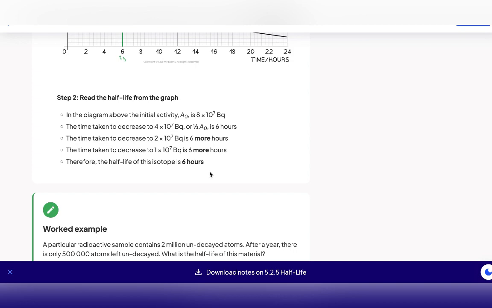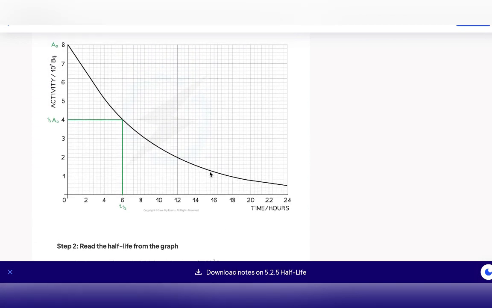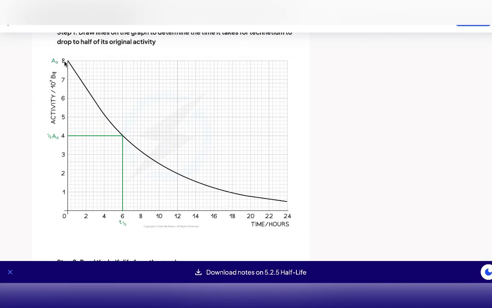And then from the graph, if you're given a graph curve, take the highest number. If they tell you background radiation is already taken care of, meaning you don't have to do anything about background radiation, you take the value here and divide it by 2, you get 4. If here was 16, the half value would have been 8. So here is 8, you divide by 2, you get 4. Trace this 4 to the curve. Wherever it touches the curve, trace it down. That is the time for the first half-life.